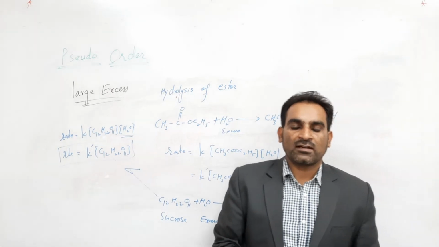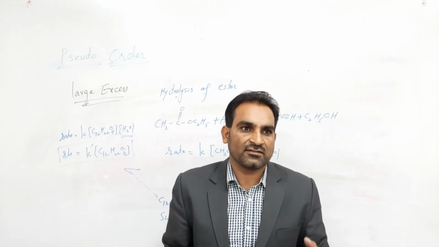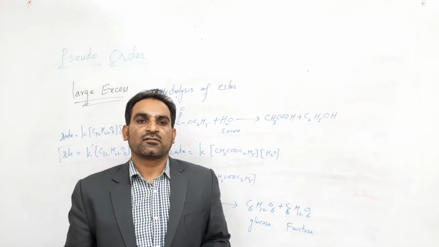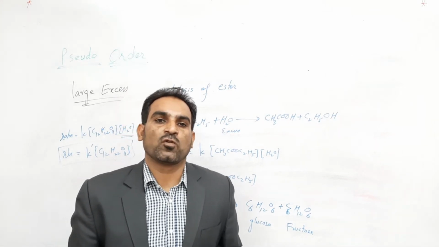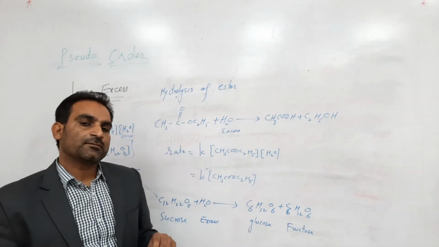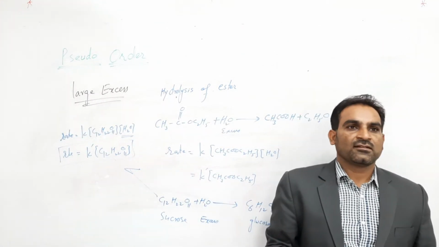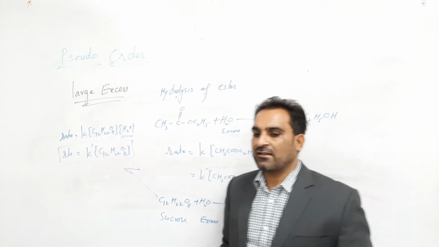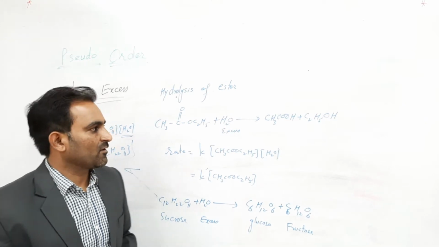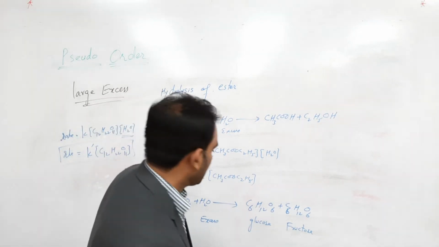So what is the conclusion? The conclusion is that pseudo order reactions are reactions whose order is not an actual order. Those reactions in which one of the reactants is present in large excess usually follow pseudo order. So these are the examples of pseudo first order reactions.